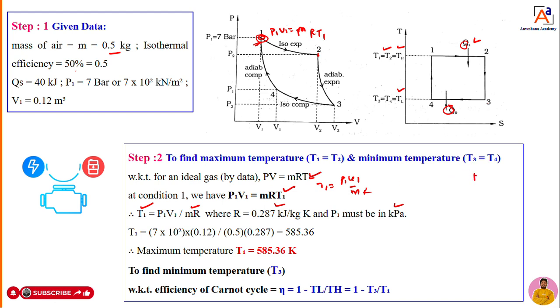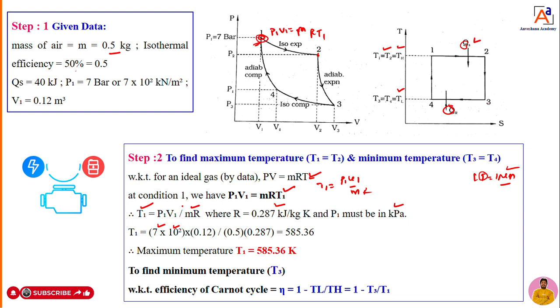1 joule is equal to what? Again, 1 joule is equal to 1 Newton meter. Hence, if it is in joules, to maintain the uniformity, I need to put the pressure in terms of Pascal or in Newton per meter square. So therefore, what I will do now? For T1, the pressure I am going to put in terms of what? 7 into 10 to the power of 2. So the bar is converted into kilopascal.